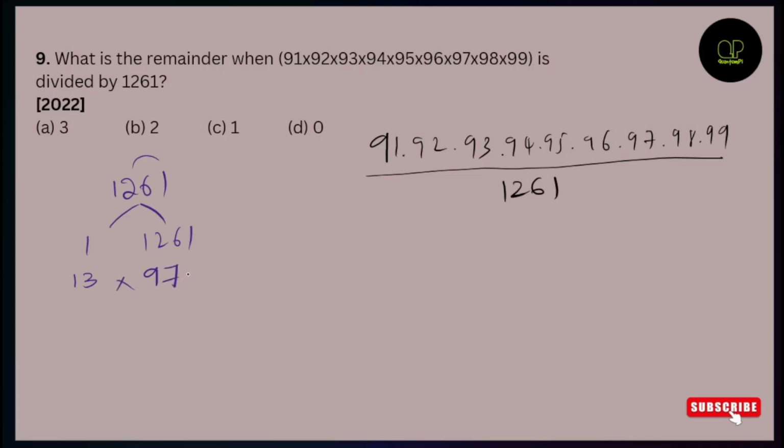So 13 into 97 is 1261, right? Yeah, okay, you got 97 here. So 97 13s is 1261, and 13 and 91 also goes, right? So 13 ones, 13 sevens. So it is exactly divisible. When it is exactly divisible, your remainder is absolutely 0.